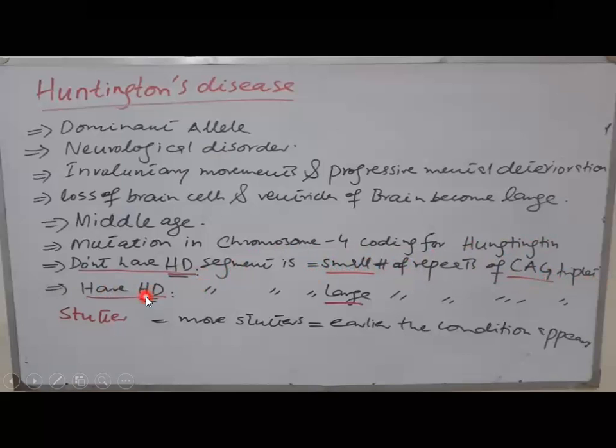But if the person is diseased, that typical segment on chromosome 4 will have a large number of CAG repeats. These repeats of CAG are called the stutter. The more stutters are present, the earlier the symptoms will appear. More stutters mean more CAG repeats, and then the disease condition will be shown earlier. So this is all about Huntington disease.